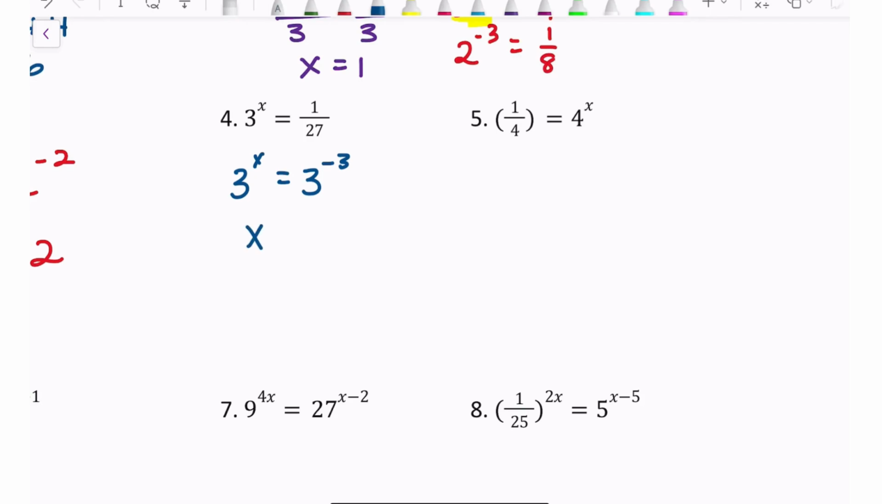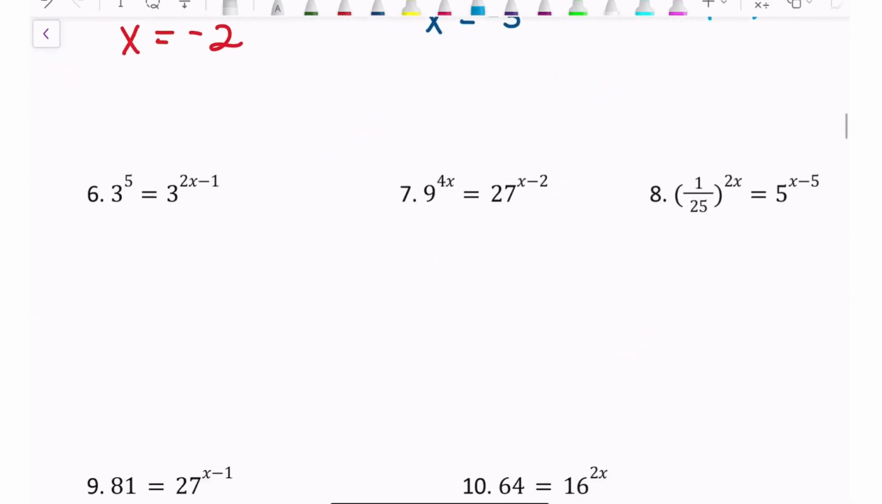And then I drop the bases, and my exponent's negative 3. All right, number 5. I have 1/4, and so I know 4 to the negative 1 is 1/4. And again, my bases are now the same. Drop them, and x is negative 1.